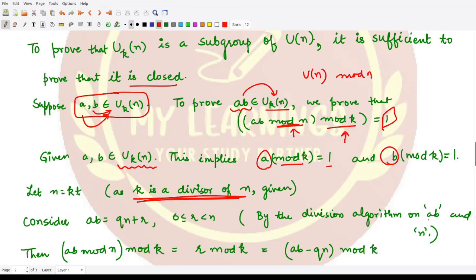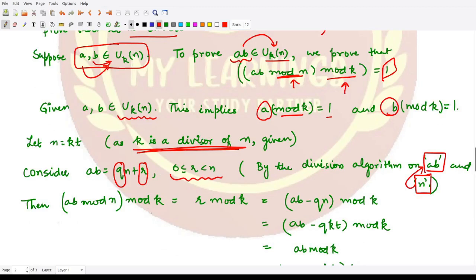Moreover, if you have AB as some number and N as some number, you can divide one by the other. Whatever you get is the quotient Q, and your remainder is represented by R, such that the remainder is either 0 or lies between 0 and N. Now we want to compute AB mod N mod K and show that it is equal to 1. So let's proceed. AB is equal to QN plus R.